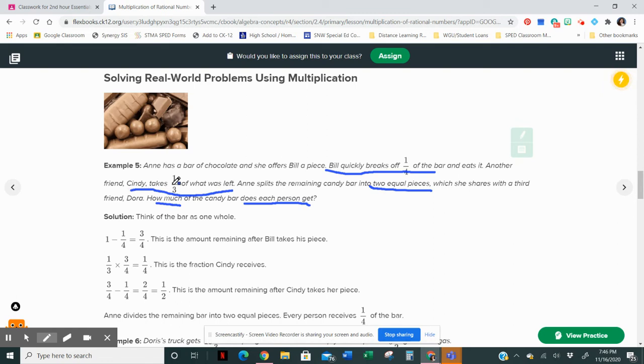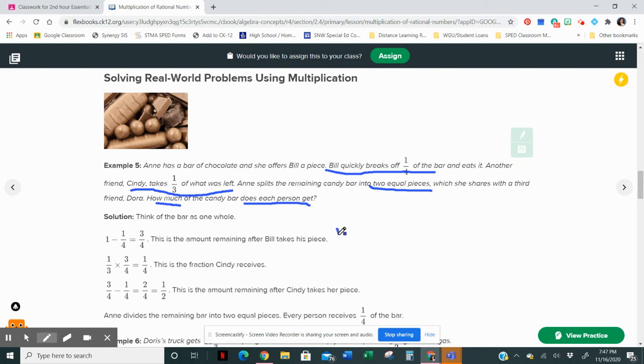Well, Cindy, she takes 1/3 of what was left. Well, we need to figure this out. What is 1/3 of 3/4? We can accomplish that by setting up a multiplication problem. And if we take 1/3, we multiply it by 3/4, we would multiply across 1 times 3 is 3, and 3 times 4 is 12. So 3/12 then can be reduced down to 1/4, and 1/4 is the fraction that Cindy receives.